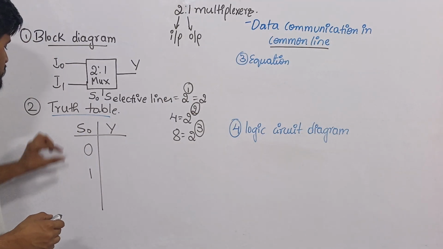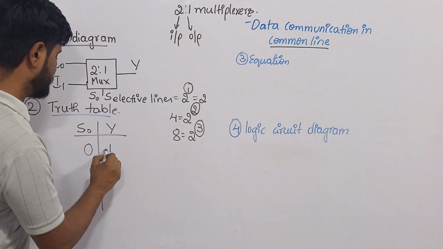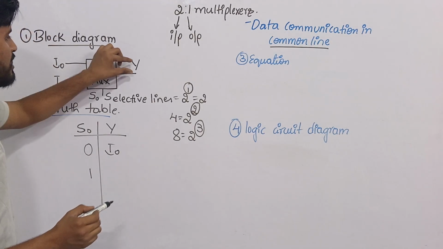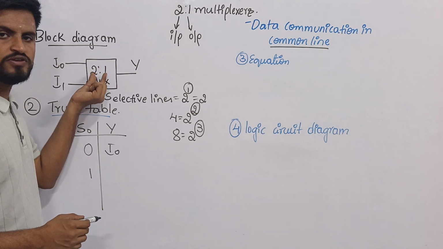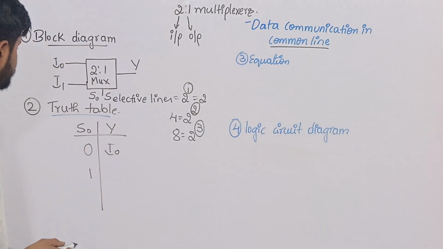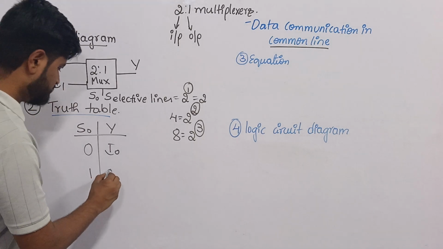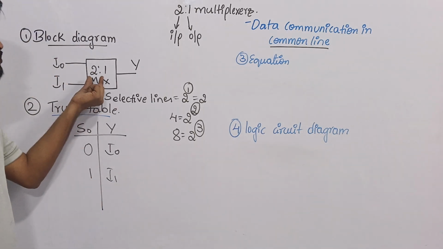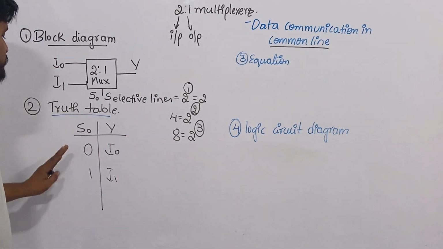So let us assume when the S0 value is equal to 0, I0 will be given as the input to get the output at Y. So I0 will go into the 2 to 1 mux and come out as the output. So I wrote I0 at the output side. And when the S0 value is equal to 1, I1 will be the output coming through the 2 to 1 multiplexer. Now we have designed the truth table.